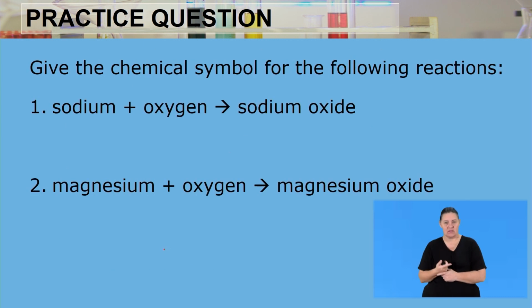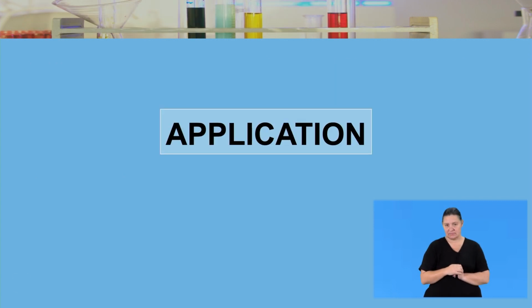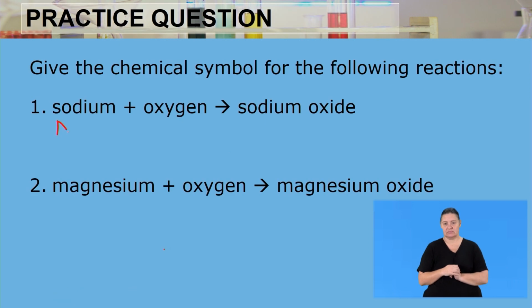So moving right along, we need to give now the chemical symbol for the following reactions. So we are working backwards. We are given the word equations. We are supposed to give the chemical symbols for each of these reactants and products in these reactions. So sodium, we know that it has a chemical symbol of Na. It's capital letter N and small letter a.